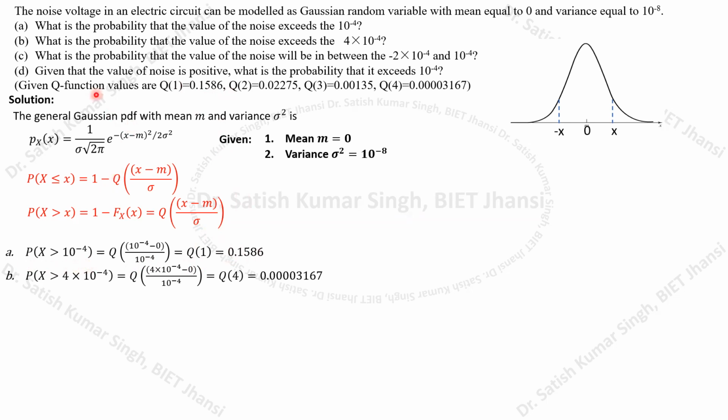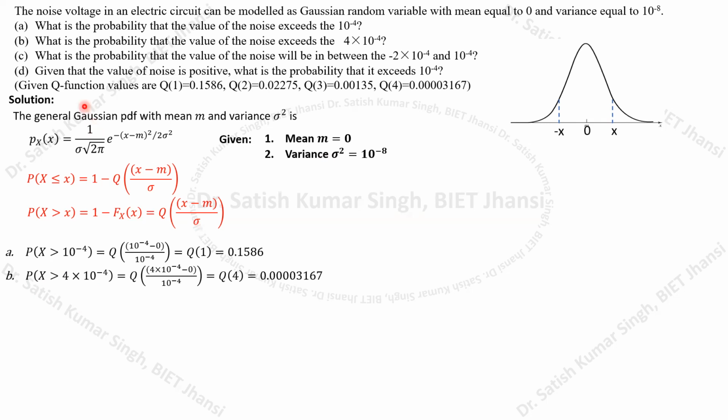Similarly, to calculate the probability that the noise exceeds the level 4 into 10 to the power minus 4, small x becomes 4 into 10 to the power minus 4. Again you substitute into this general formula, and you will get Q4. The Q4 value is given over here: 0.00003167. This will be the probability that X exceeds this particular level.